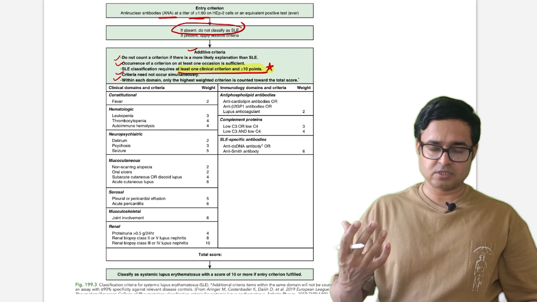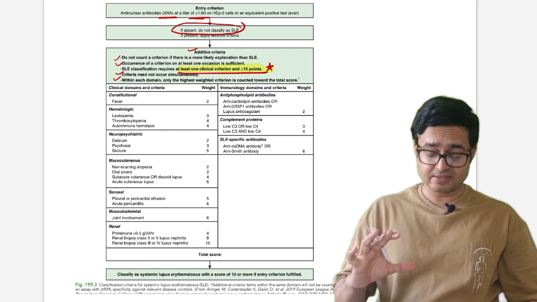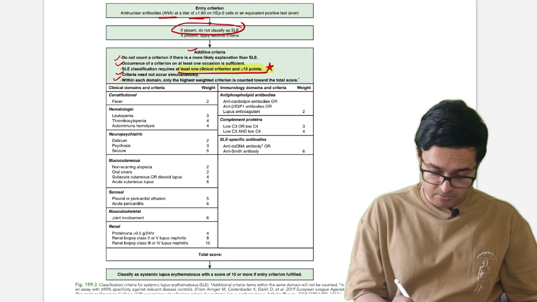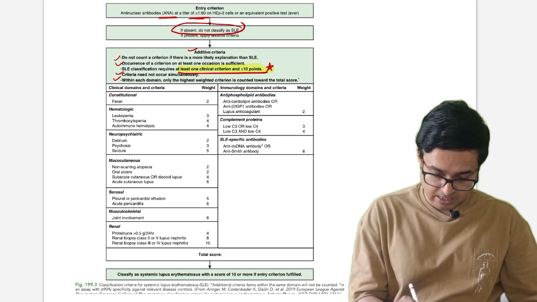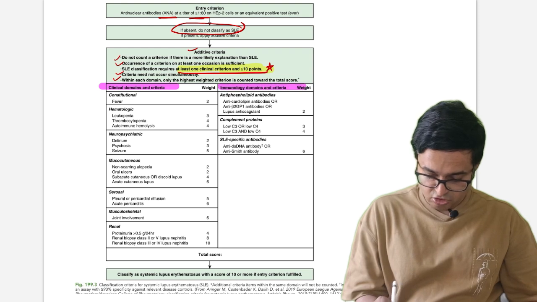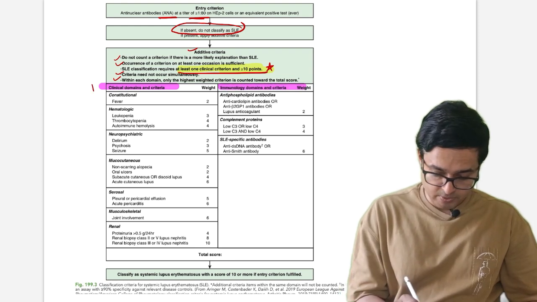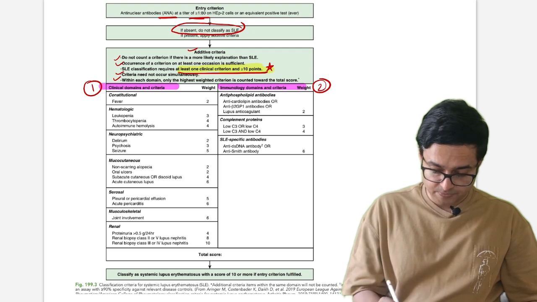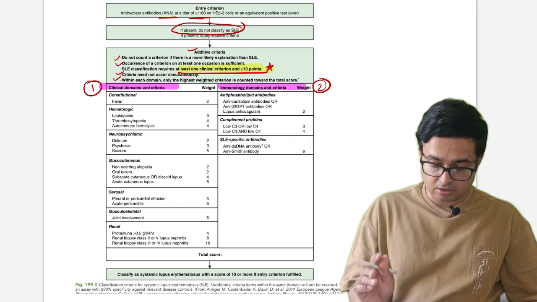After ANA positivity, it will be considered as SLE diagnosis. Just be with me. Clinical domains: this is the clinical domain criteria and this is the immunological domain criteria. So in the clinical domain criteria, this is first, this is second. Okay, you are able to see these numbers. These numbers are basically weights or points.